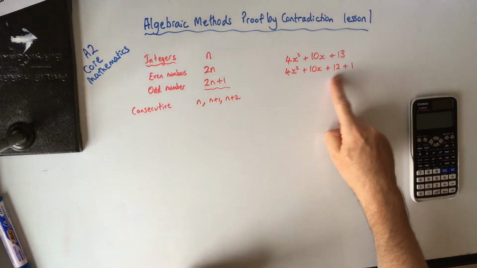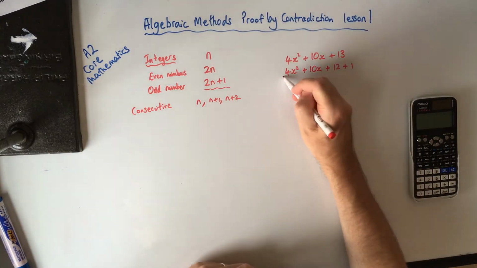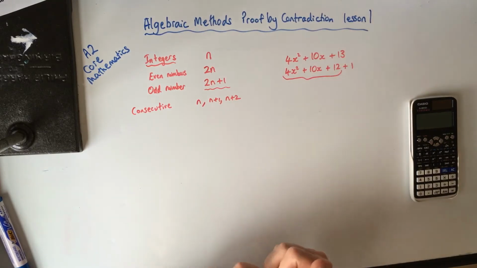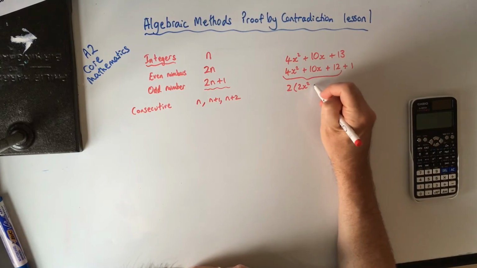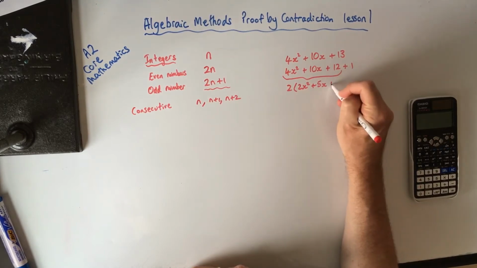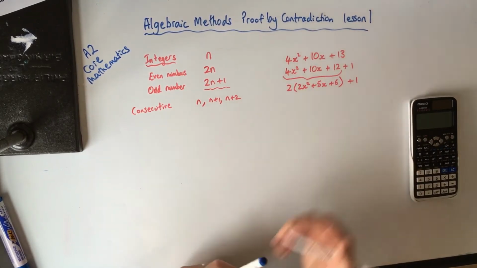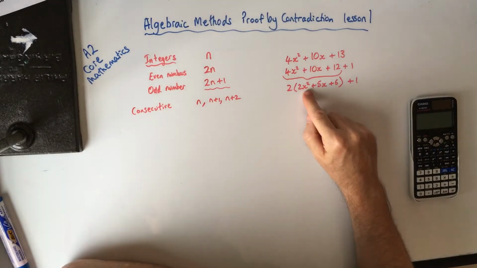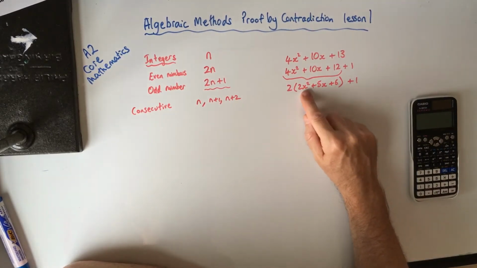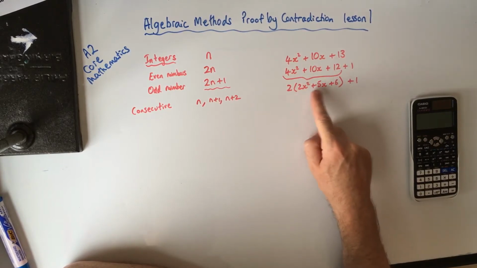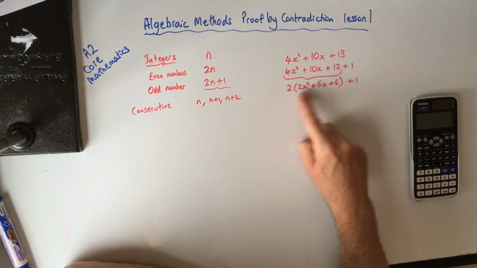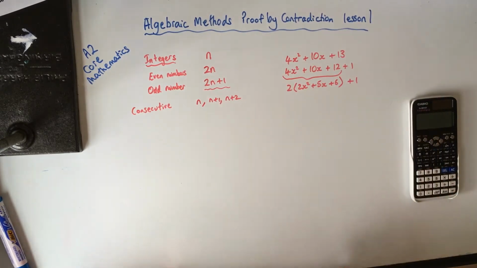So we can split up 13 to 12 plus 1, and this bit here can be factorised, can't we? We can take out 2. So we could have 2x squared plus 5x plus 6 plus 1. It doesn't matter what value of x you put into the original expression, because if you double it, you're always going to have an even number, and then if you add 1, it's always going to be an odd number.